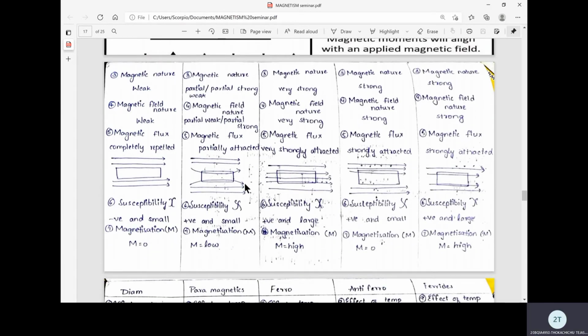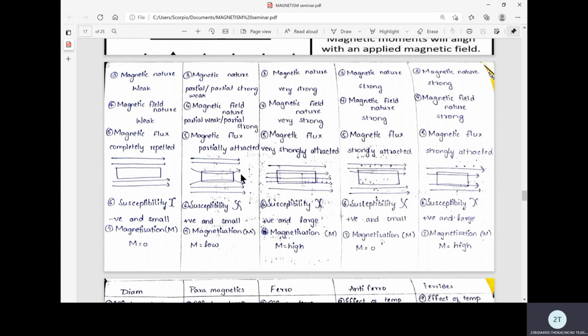Now talking about other properties, the magnetic nature for diamagnetic materials is weak. For paramagnetic materials it's partially strong or partially weak. For ferromagnetic materials it is very strong, and for antiferromagnetic materials it is strong, and finally for ferrimagnetic materials also it is strong. And it's the same case for magnetic field nature too.